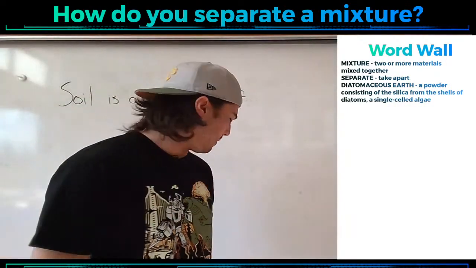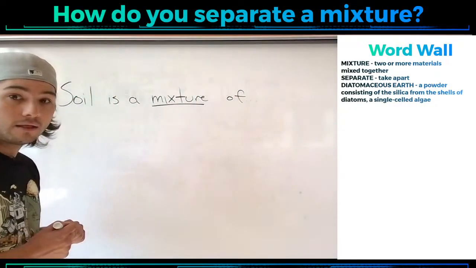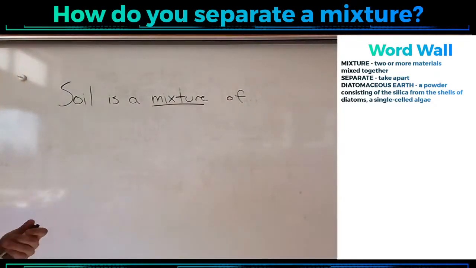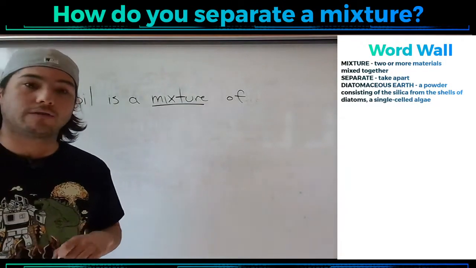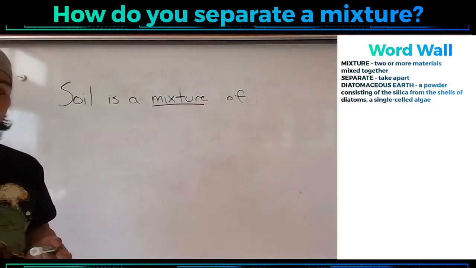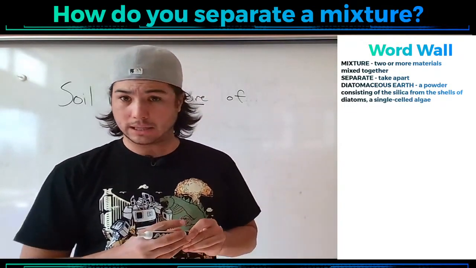First, let's think about this example from 4th grade of a mixture that we learned. Okay? Soil is a mixture of what? Okay, we talked about this last year in Earth Science when we were talking about soils, rocks, and landforms.